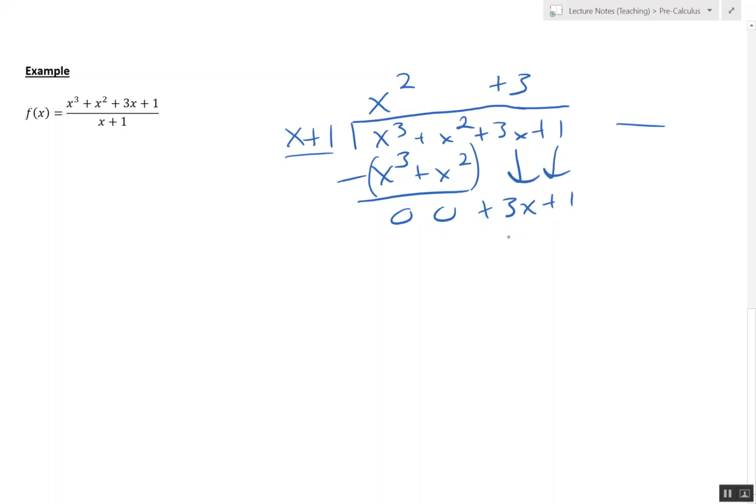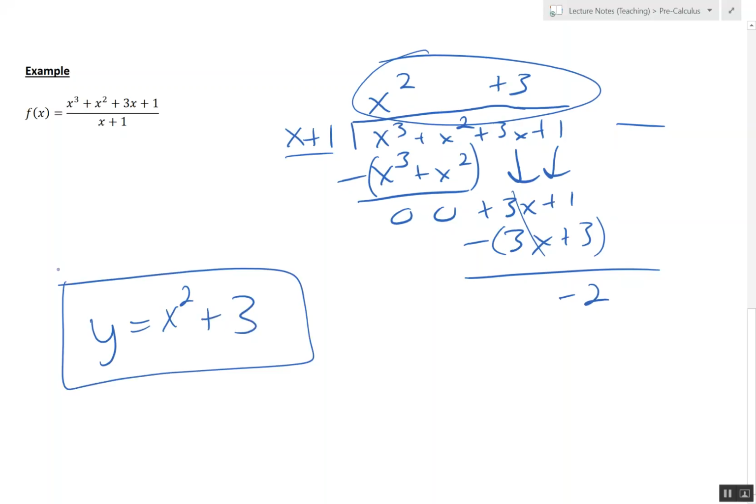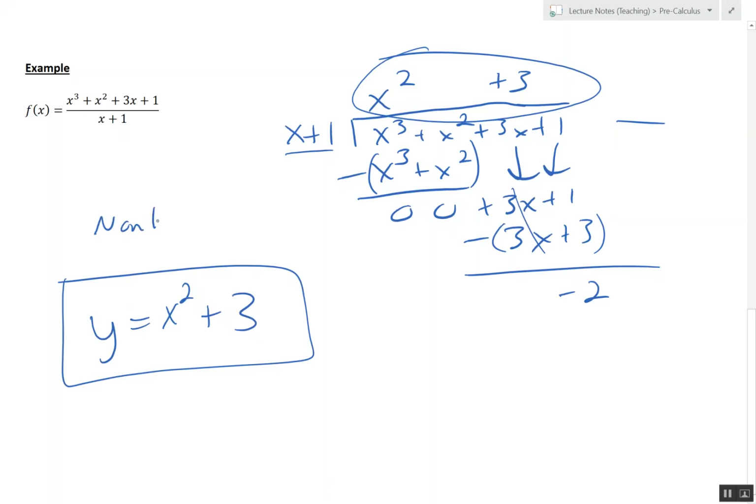So 3 times x is 3x, and 3 times 1 is plus 3, so we're going to subtract that, and notice that we get 0 for this column, so they cancel, and we just get a minus 2 here. So again, this is going to be our quotient, so our quotient is going to be x squared plus 3. And this is our asymptote, and this is called a nonlinear asymptote because this is an equation of a parabola.